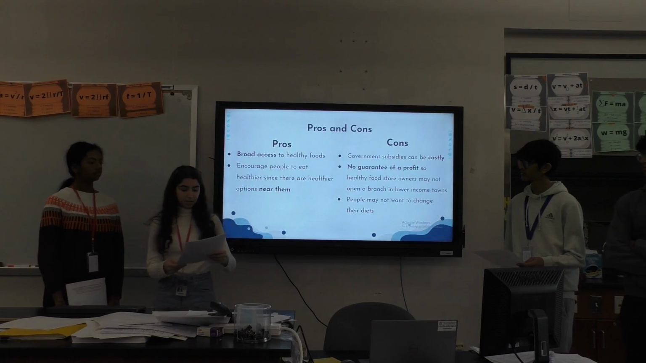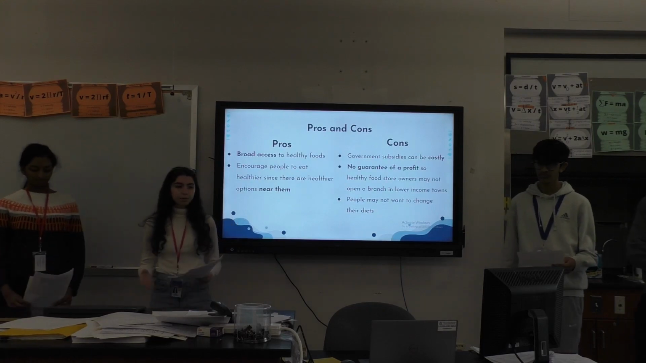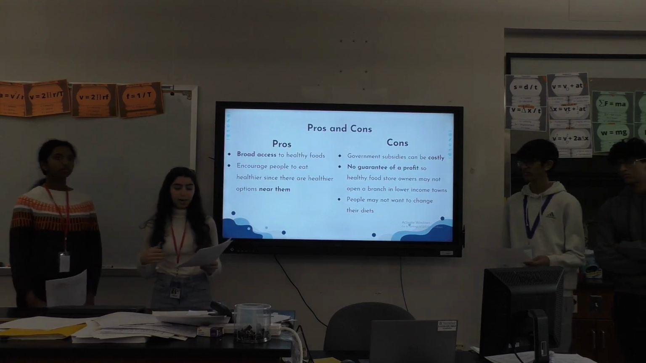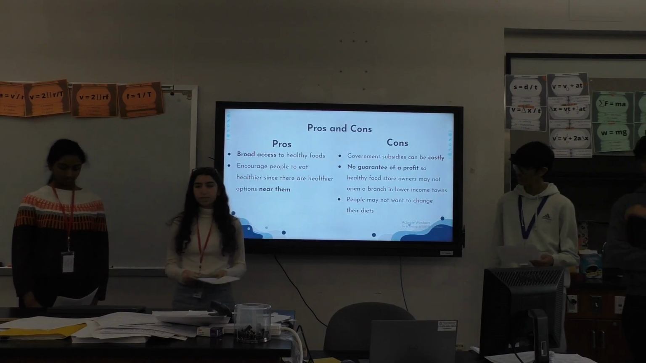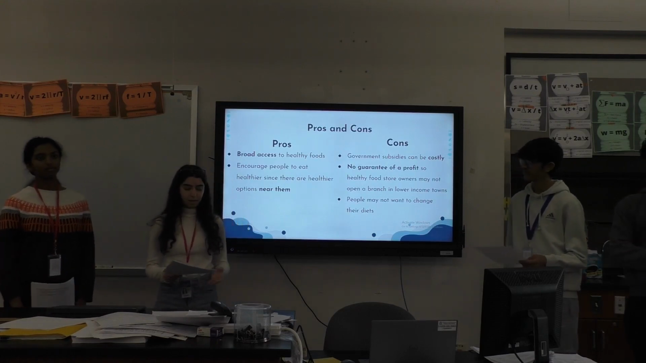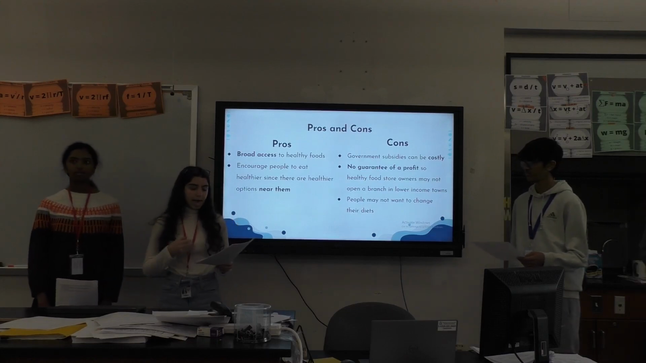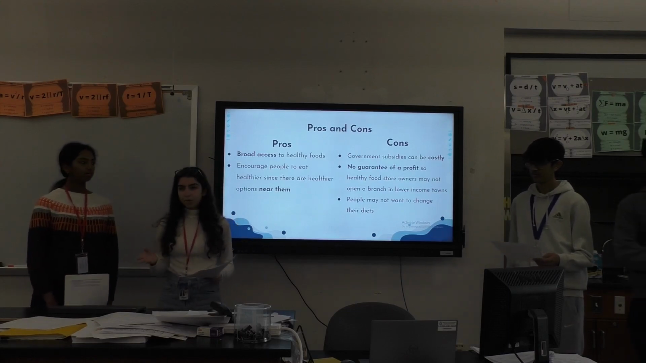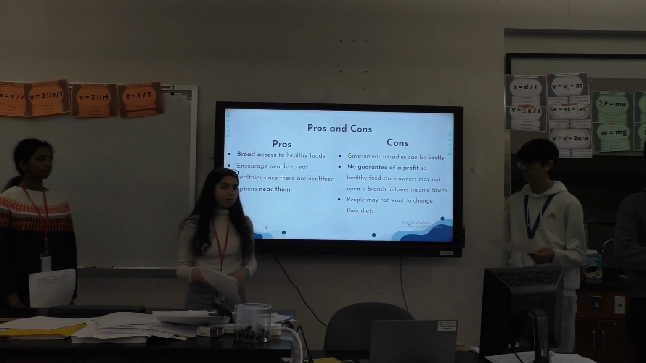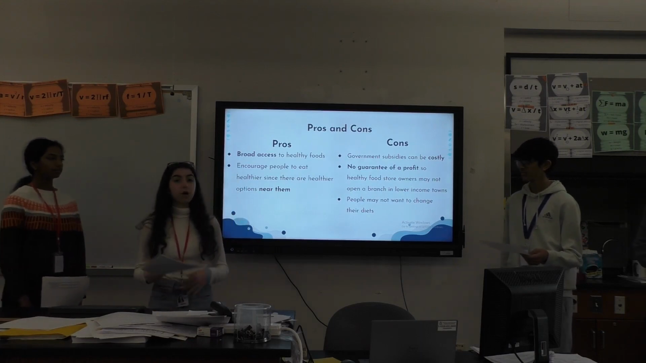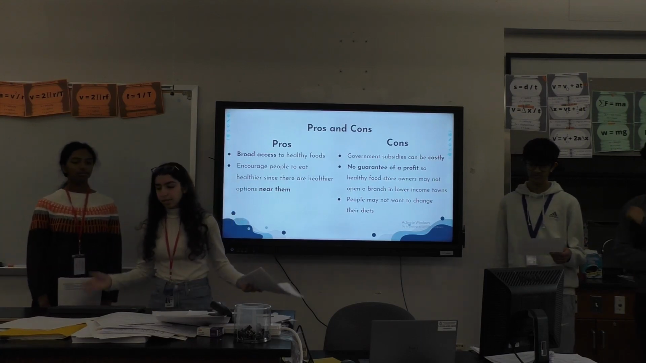So there are many pros and cons to this. Some pros are that we would provide access to healthy foods, and this increased access would encourage people to eat healthier. But the cons are that these subsidies can be very costly, and there's no guarantee that people will change their eating habits. So the store owners might be less incentivized to actually open these stores if they don't think that they're going to get a profit.